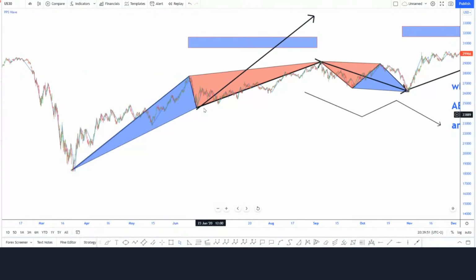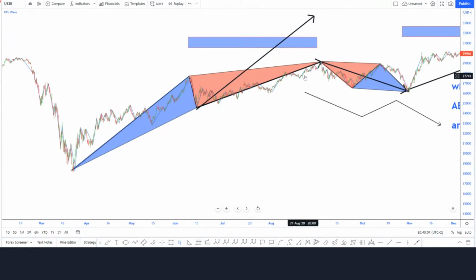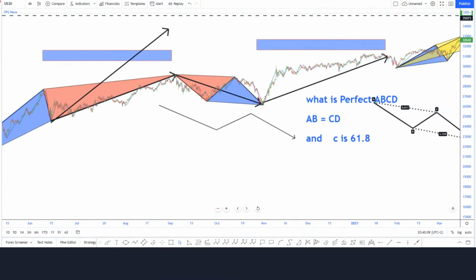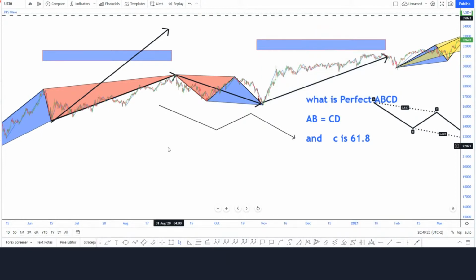Then it did have a correction. After the correction, it took about 82 days. Okay, 77 days here, 82 days here. Very close. After this, it did have a correction. How many days did it take here? 88 days. See the rhythm, guys? 88 days again. 77, 82, 88. Very close.